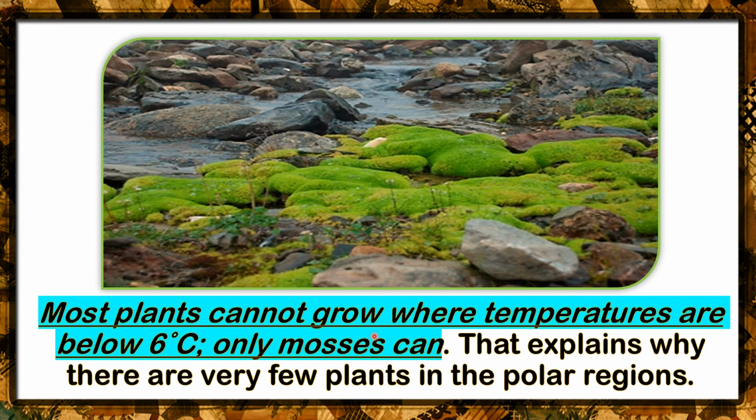Most plants cannot grow where temperatures are below 6 degrees Celsius. Only mosses can. So the plant that is in the picture, class, is actually a moss, and they grow in a very cold place. They survive in a very cold place. That explains why there are very few or rare plants in the polar region.